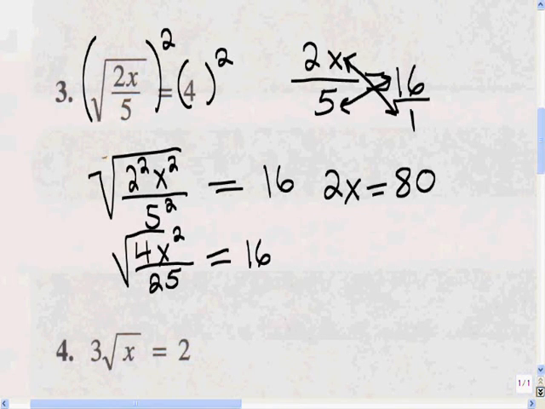Now what do I do? Got to get x by itself. This means 2 times x, so I've got to use the inverse of multiplication. What's the inverse of multiplication? Division. So I'm going to divide this side by 2. 2 divided by 2 is 1, and 1 times x is x. But what I do to one side, I have to do to the other, so I'm going to divide this side by 2.